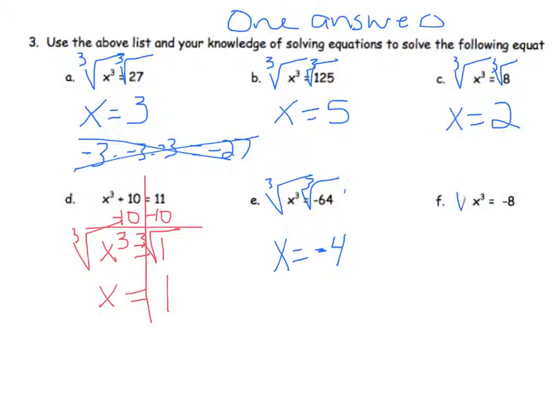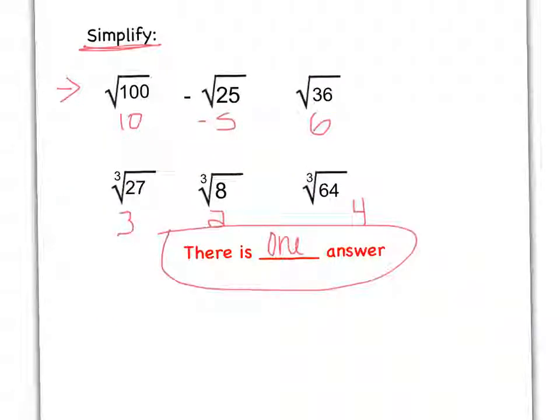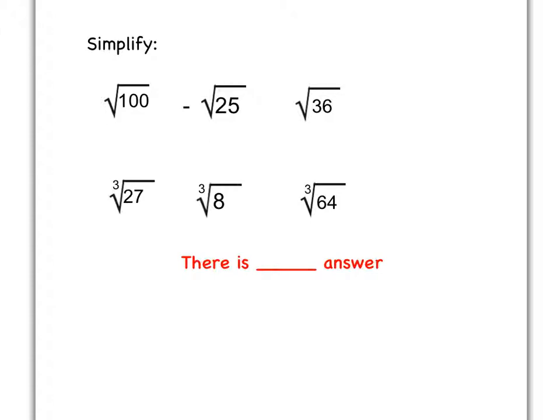So this last example from yesterday's assignment, the cube root of x cubed is x, and the cube root of negative 8 is a negative 2, because negative 2 times negative 2 times negative 2 equals a negative 8. All right, so let's review.